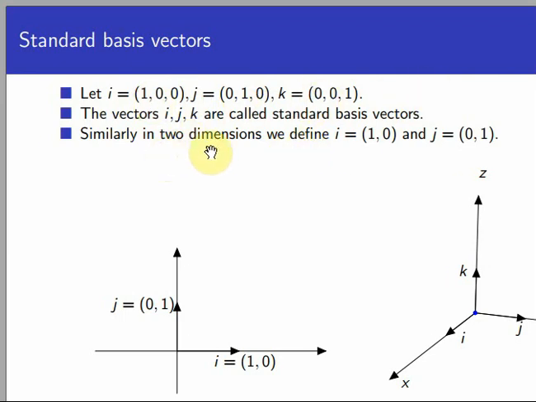Similarly, in 2 dimensions, or in R2, the standard basis vectors are i = (1, 0) and j = (0, 1). For 2 dimensions, it can be described graphically: i = (1, 0), j = (0, 1). And for 3-space, it will be given graphically in these ways.